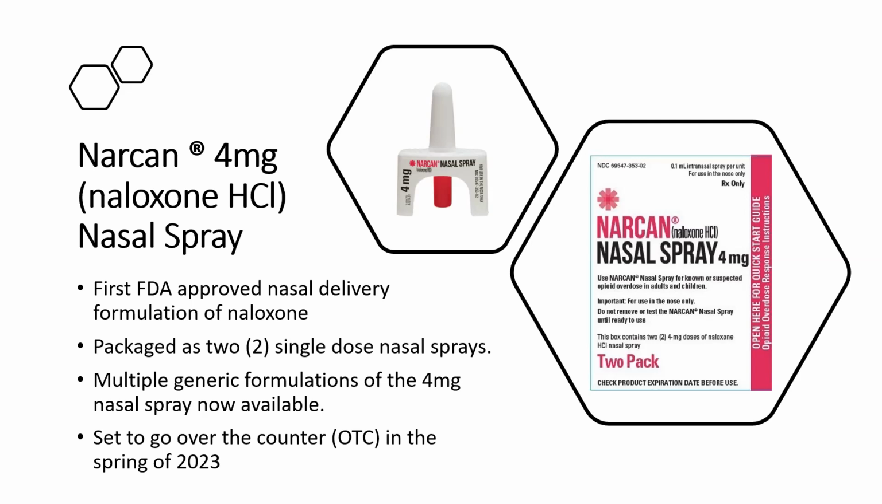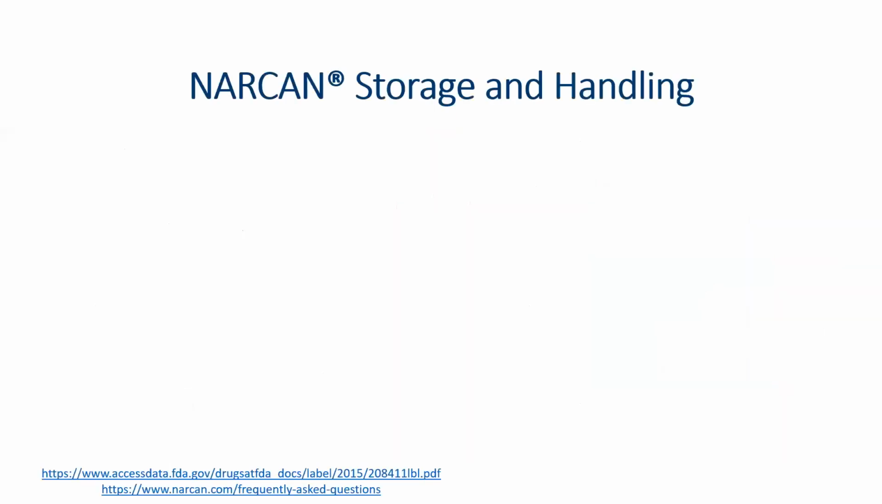There are now generics available. Narcan lost its patent really early, so it actually went off patent. Usually it would last much longer, but it went off patent like a year or two ago, and so there are multiple generics available now, and it is going to go over the counter, and we're going to talk about that here at one of our last slides. It is going to go over the counter probably later this month when they'll make the determination.